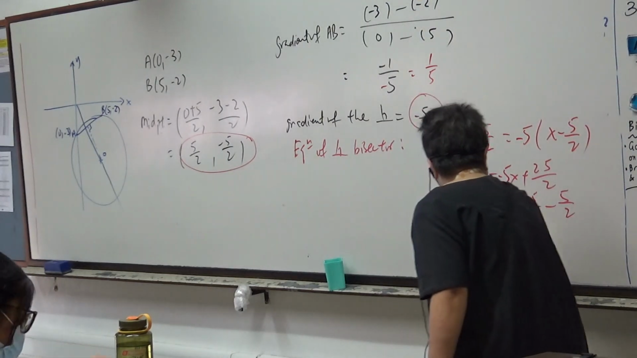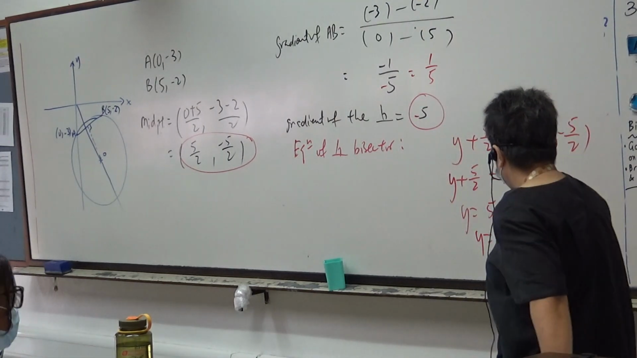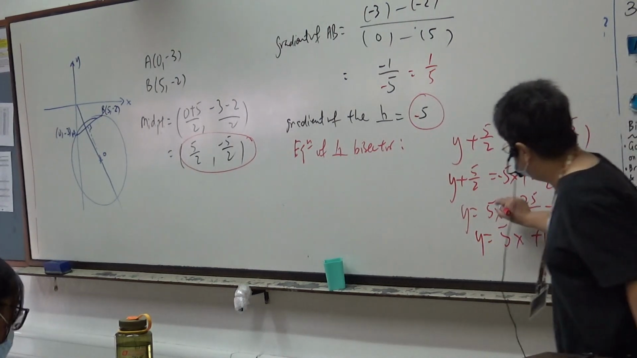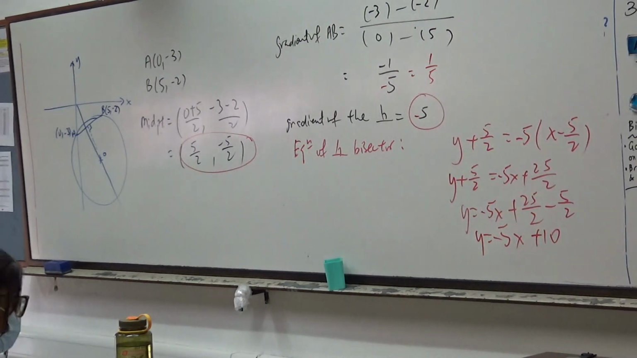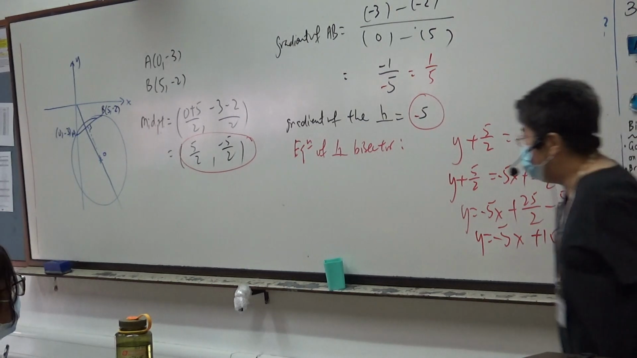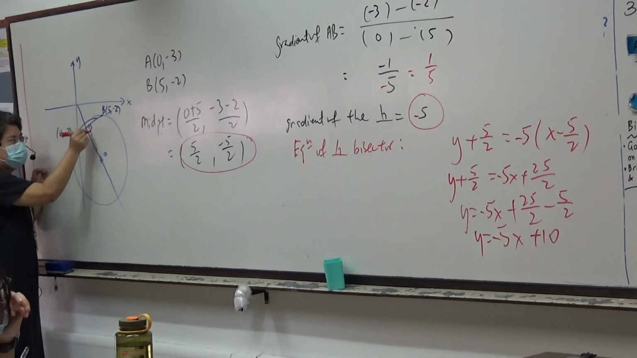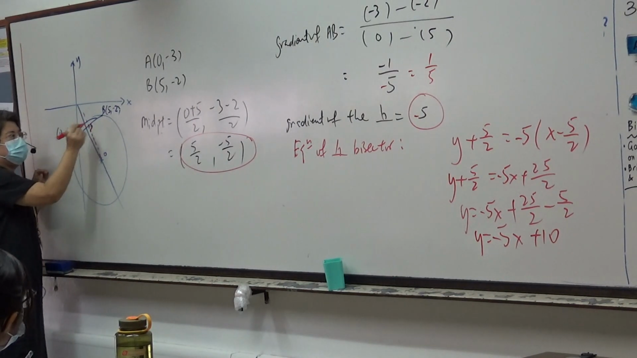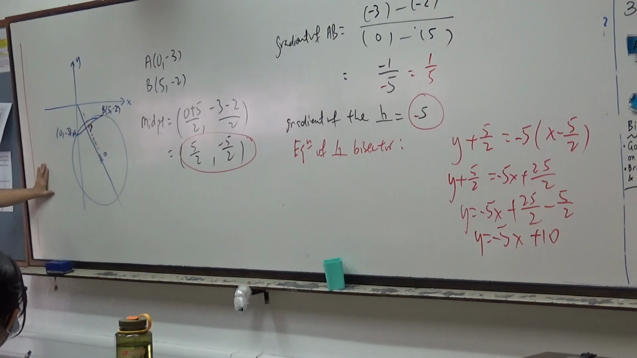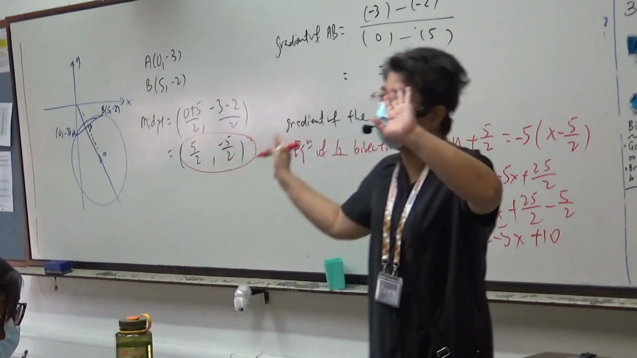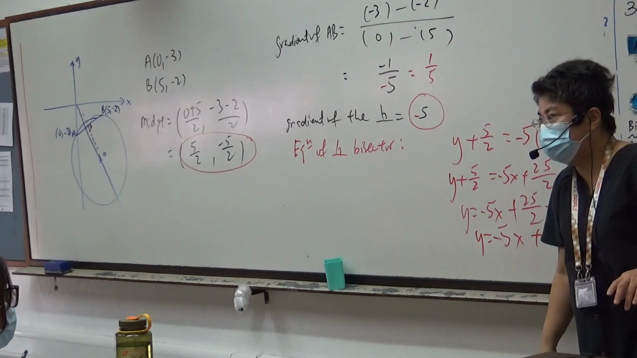So y will be 5x, what's this? 20 over 2, so plus 10, right? It's negative, my mistake. Negative 5x plus 10. Everybody clear? So the equation of the perpendicular bisector, that means this one, look at the big one. This will be the perpendicular bisector: y equals negative 5x plus 10. Everybody clear? Okay, that means for equation of circles, not only equation of circles, the coordinate geometry also comes in. Everybody clear? Okay, next part.